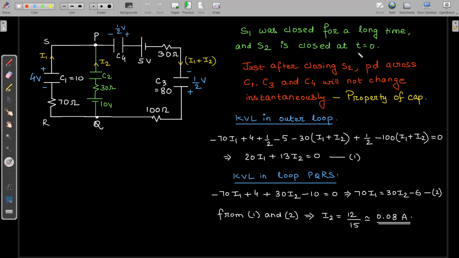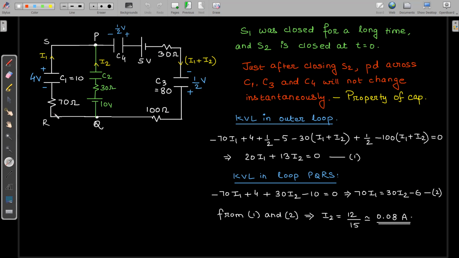So suppose just after closing the switch, the instantaneous current through this C2 capacitor is I2, and through this branch RS, the current is I1, and the addition of I1 and I2 flows through this capacitance branch C3, right? Again, remember that the potential difference across the capacitances will remain as was calculated before, just after closing the switch S2.